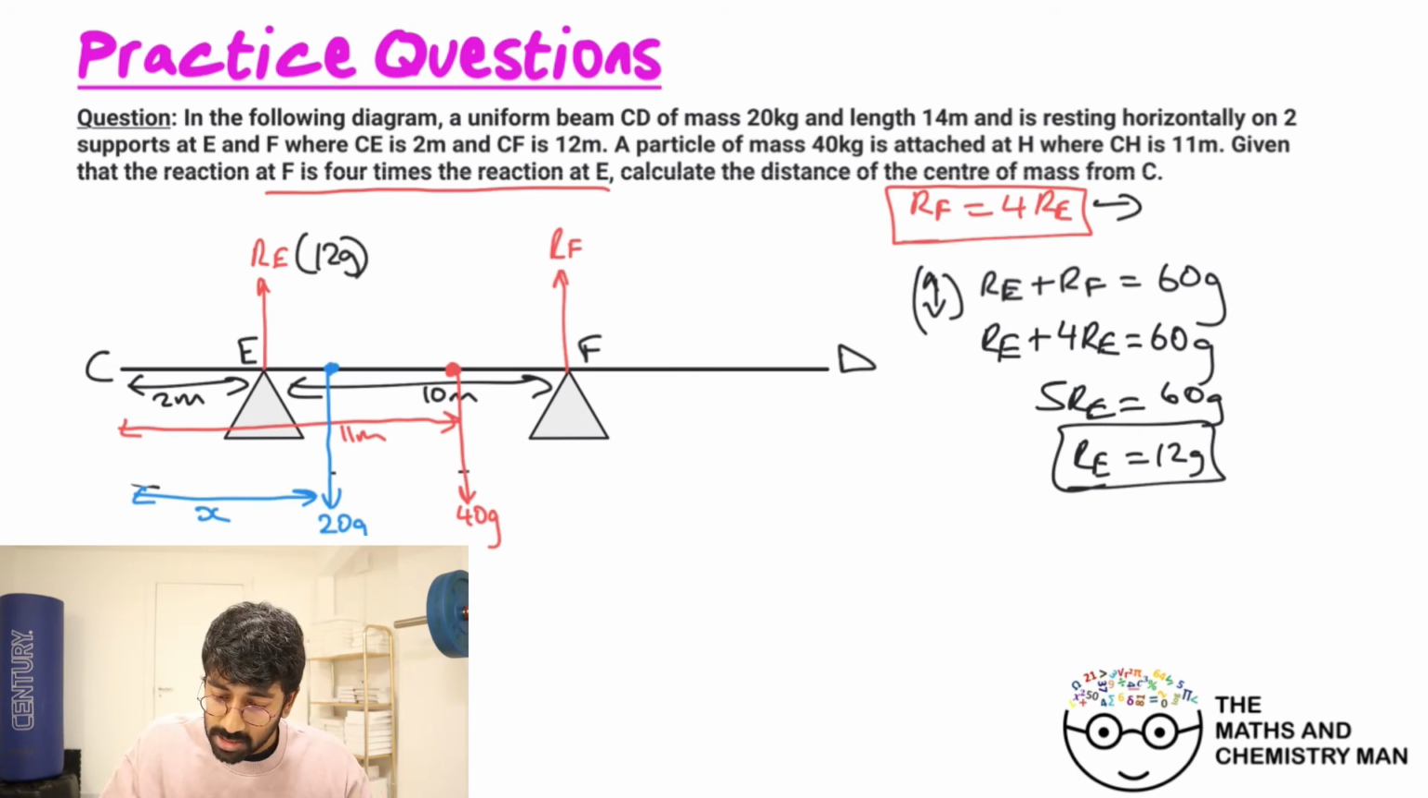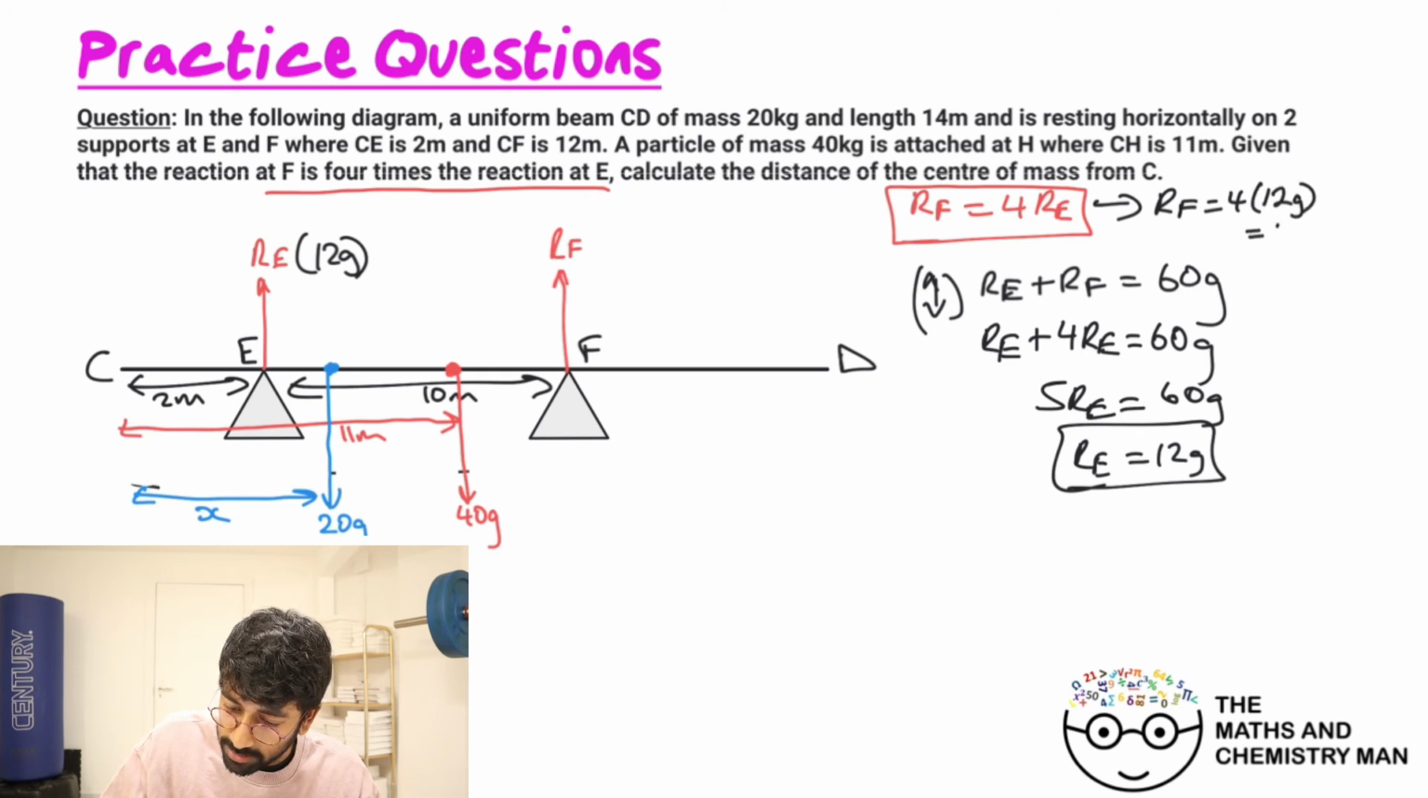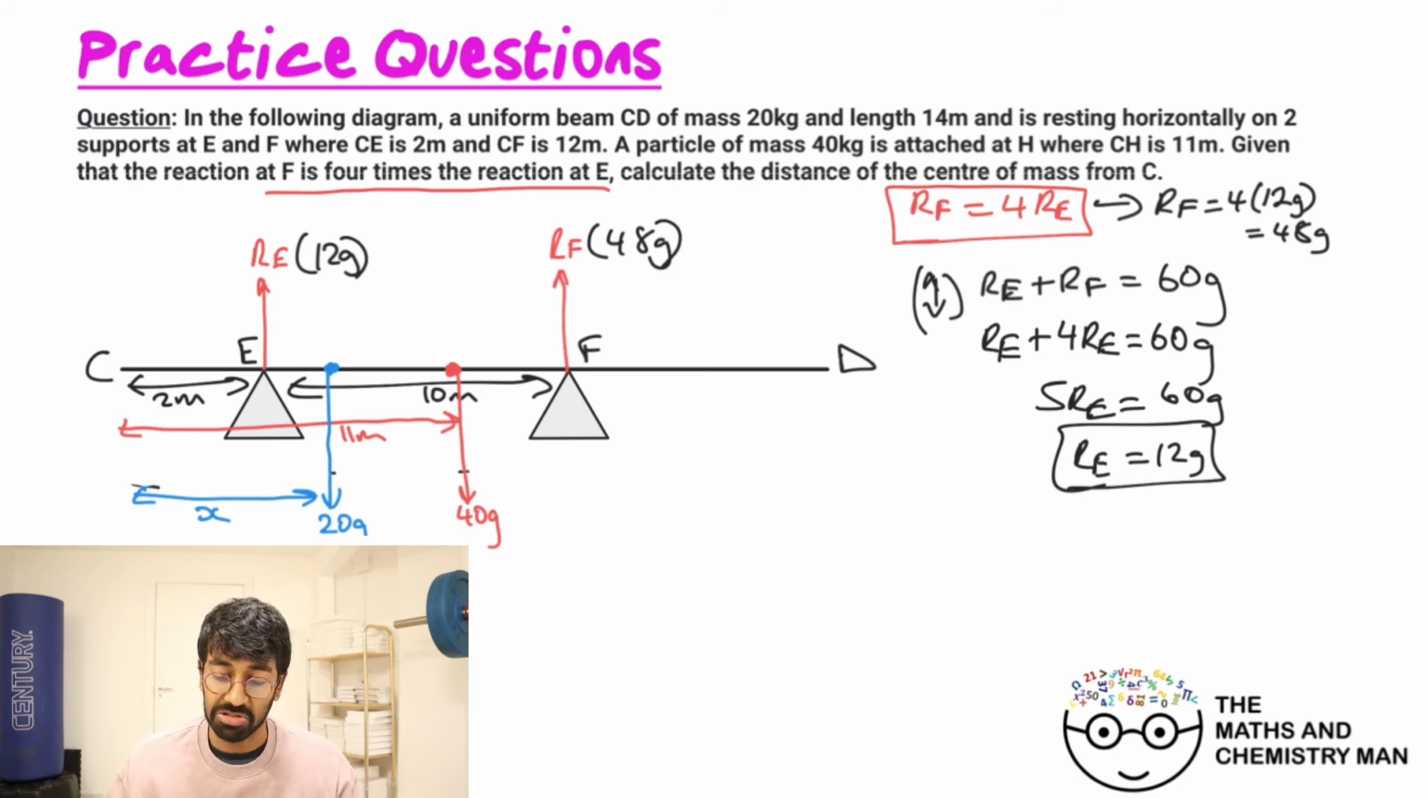And now using this at the top here, we can work out what RF is, because RF is just equal to 4 lots of RE. So that means we're going to get 48G. So 48G over there. And that's pretty good, to be fair.